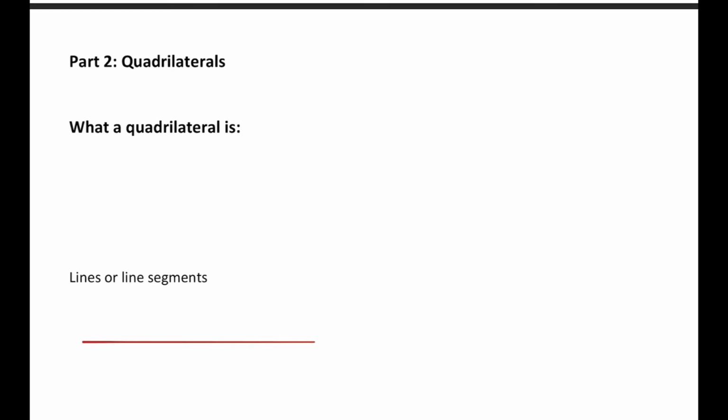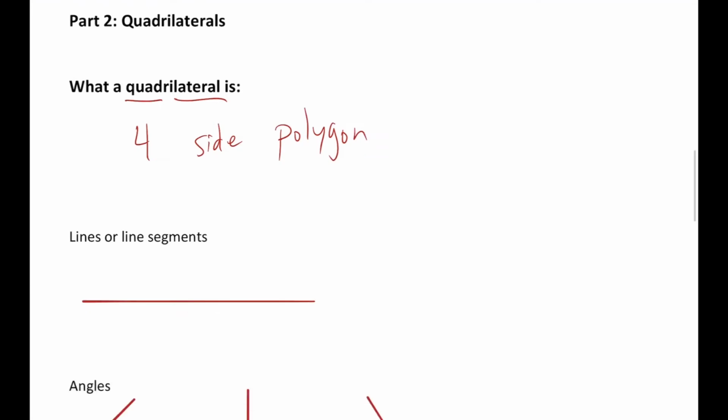All right, so part 2, quadrilaterals. Now we're going to really jump into quadrilaterals. We talked about quad meaning four, lateral meaning side. So a quadrilateral is a four-sided polygon. And because it's a polygon, all four sides are straight lines, and it is a closed figure.